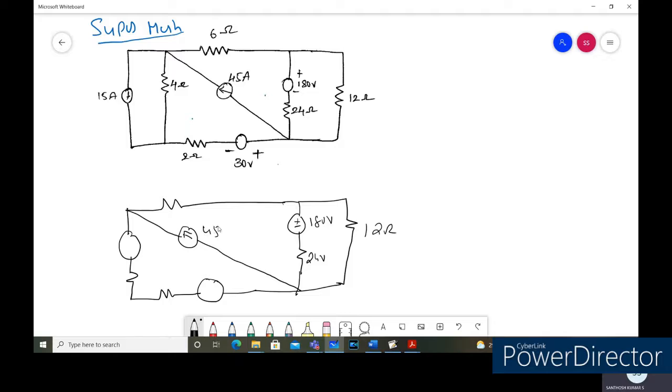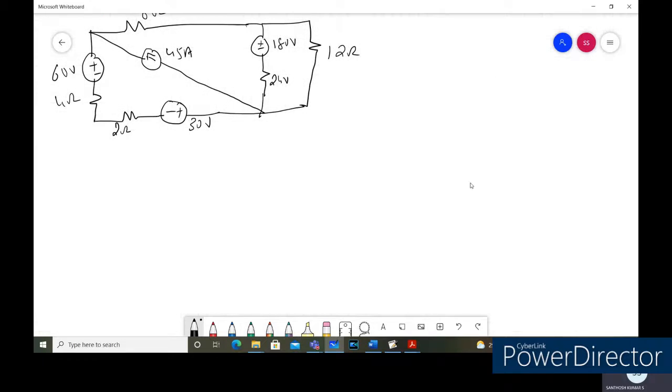So we have the 45 ampere current source. This is the 6 ohm, and when you perform the source transformation, 15 amperes times 4 ohms becomes 60 volts, and this is 4 ohm, this is 2 ohm, and this is 30 volts. So this is how we got the circuit diagram applying the concept of the source transformation.